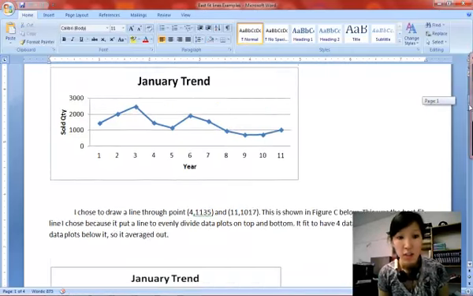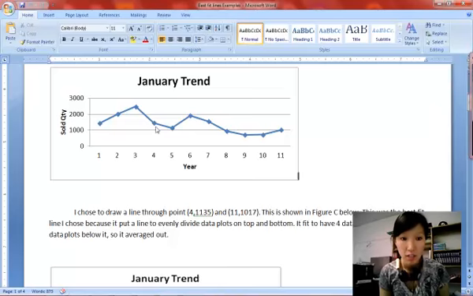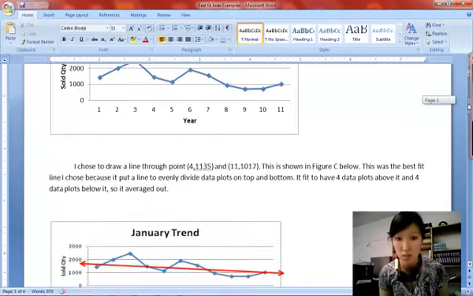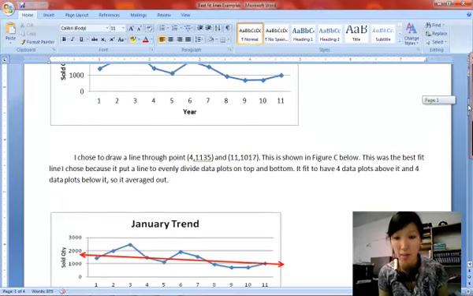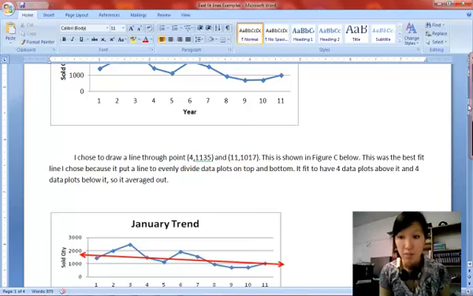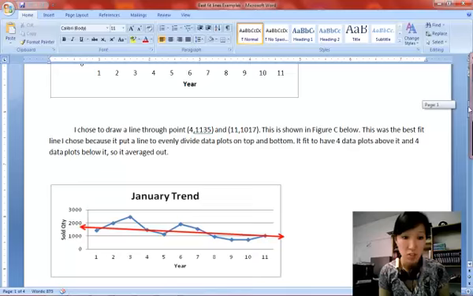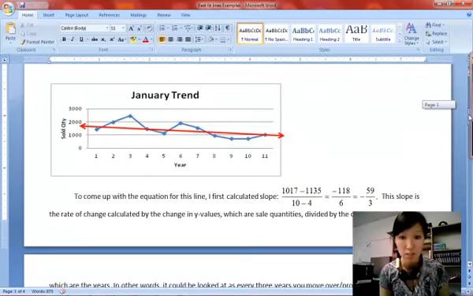I chose to draw a line through the points (4, 1,135) and (11, 1,017). This is shown in figure C below. I'm going to just show you that. It's the same exact blue line, but I have my best fit line through it. This was the best fit line I chose because it put a line to evenly divide the data plots on top and on bottom. It fit to have 4 data plots above and 4 data plots below it, so it averaged out. So there's my justification.